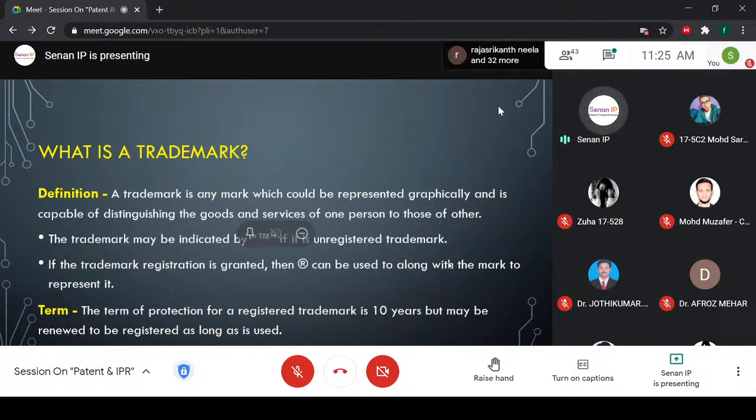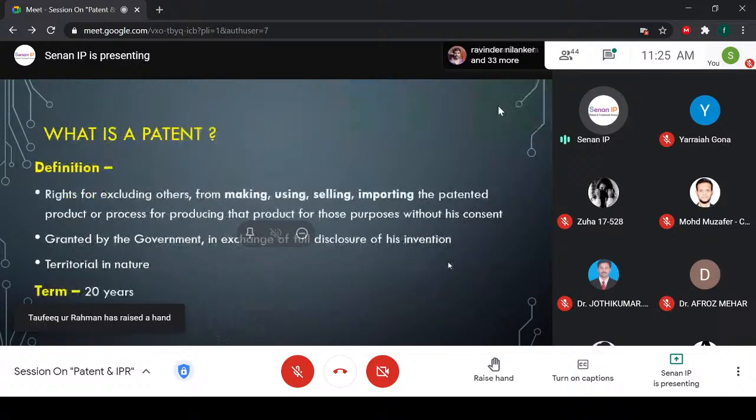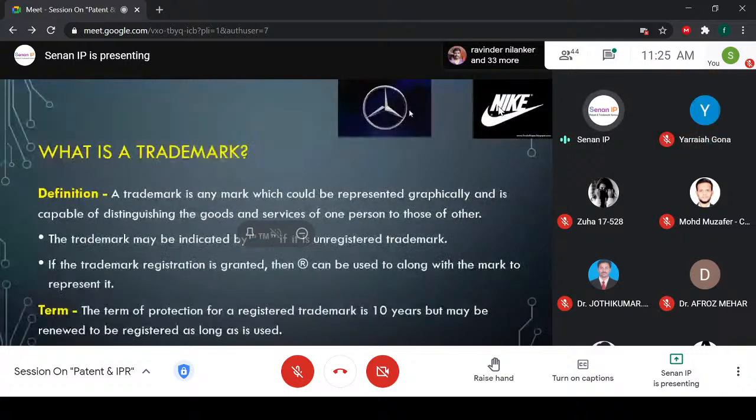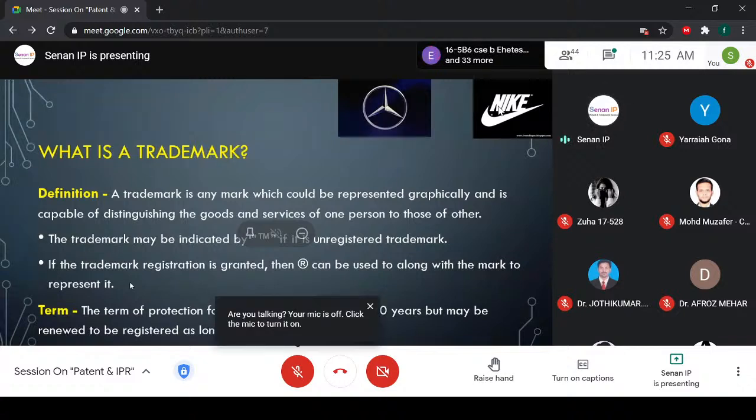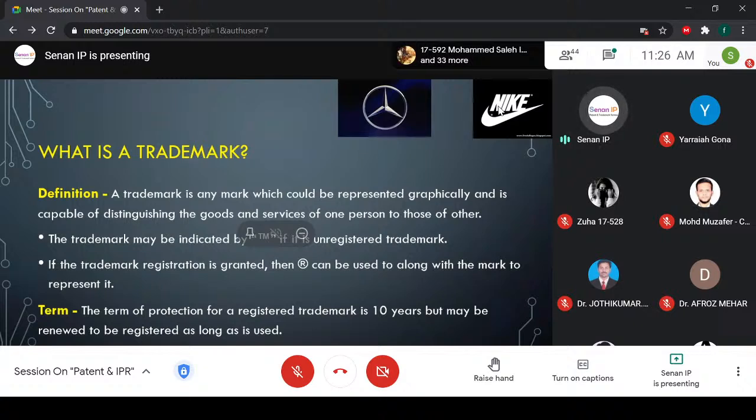What is a trademark? You can see these are examples of a trademark. This is the sign of Mercedes. By seeing that logo, you get to know which company it is. This is another example of a trademark. We can file a trademark application to make our company a brand or any product a brand. A trademark is granted for 10 years, and this can be further renewed as long as the business exists. So there is no limit for a trademark application. There is no lifetime for a trademark application.